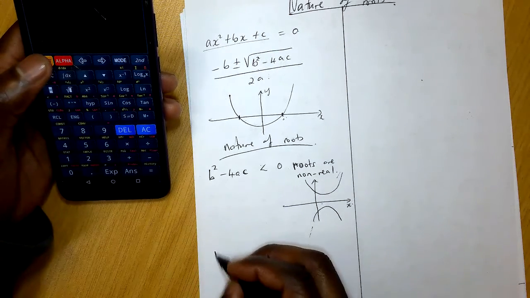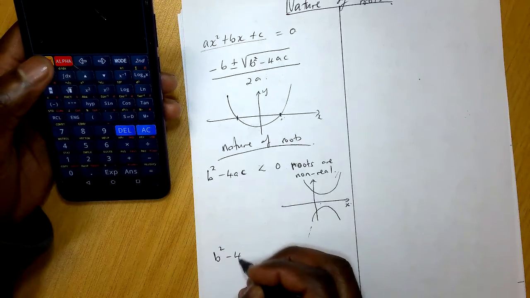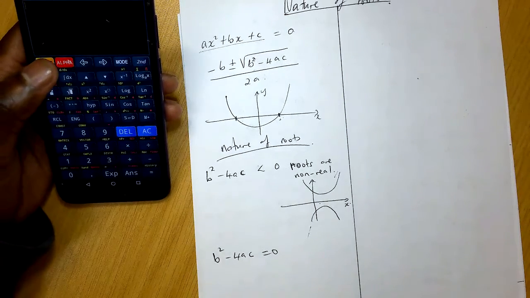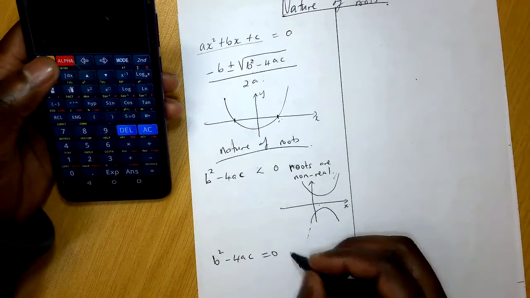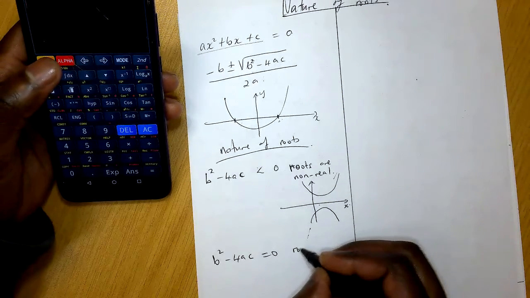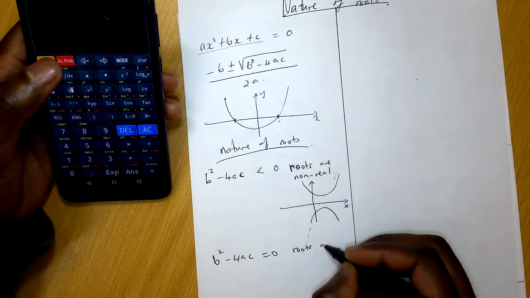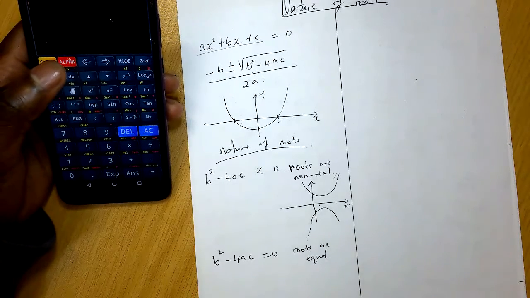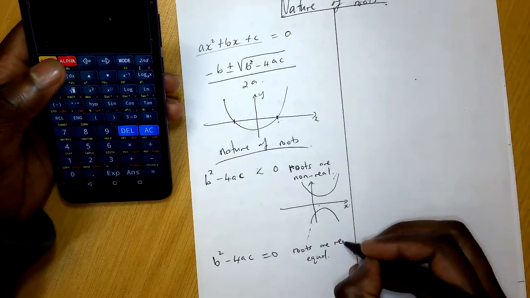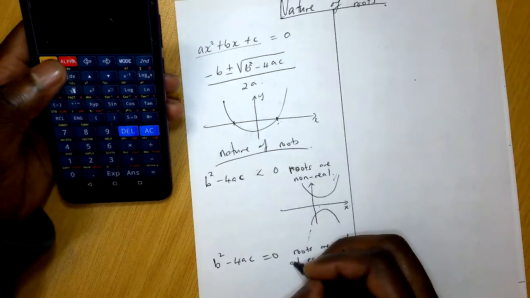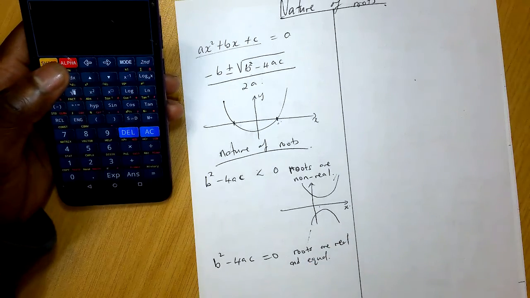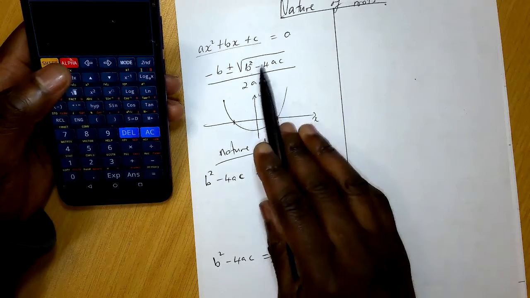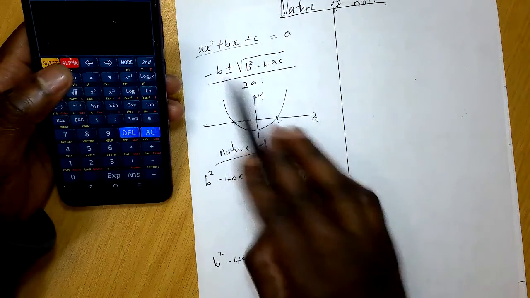Then what if b squared minus 4ac is equal to 0? If b squared minus 4ac is equal to 0, the roots are equal. So the roots in this case will be real and equal if we get a 0, because remember what I said here: if you get a 0 here, it's not going to change the value here.